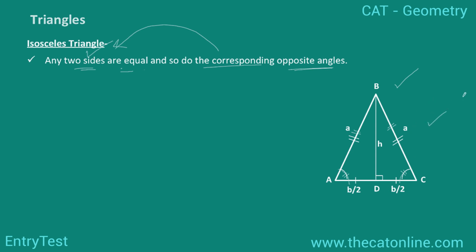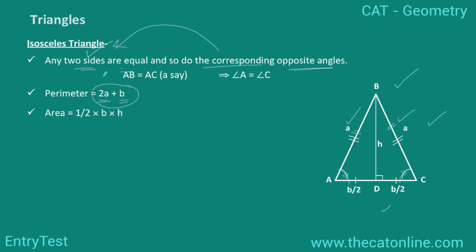So if I look here, this is what an isosceles triangle looks like, and the perimeter of such a triangle, which is the sum of all the sides, would be given by 2A plus B. Or I can write A plus A plus B, which ends up giving me an answer of 2A plus B. And area would be half into base into height. It will be the same formula that I will be using for area.